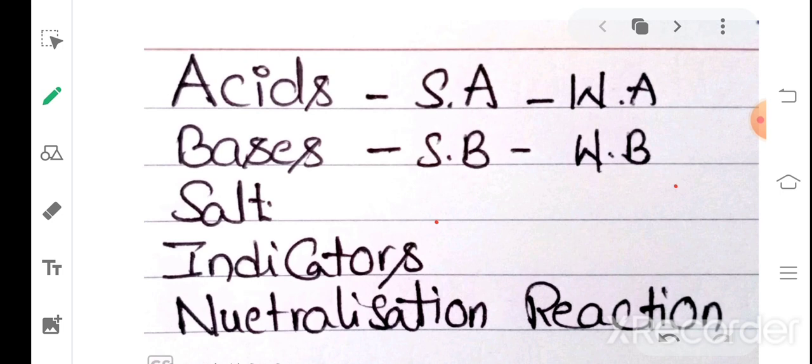Acids and bases. This is the second chapter in your physics textbook. Already you learned some basic concepts in your lower standards. So now I'm going to revise those basics.